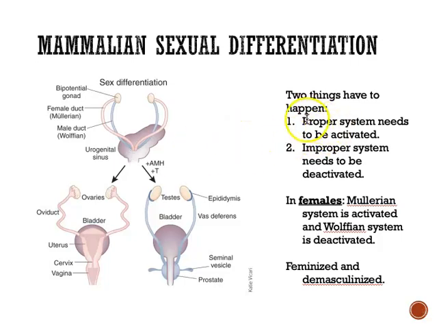Okay, so this is what I mean. The proper system needs to be activated, so you have to activate the one and deactivate the other. So in females, the Mullerian system is activated. Good. We activate the female and we deactivate the male. So basically the male duct disappears and the female one remains. And usually the rest of the uterus, cervix, and vagina also develop in the individual. So what we say is that individual is feminized and demasculinized.